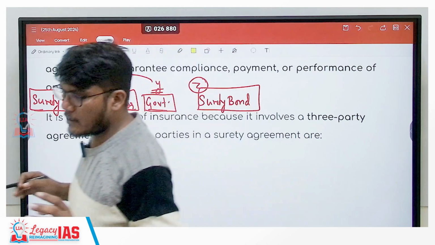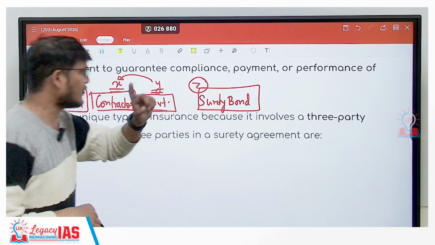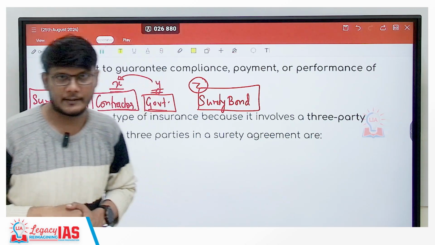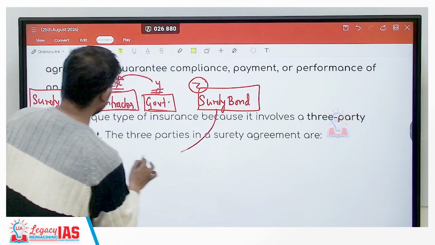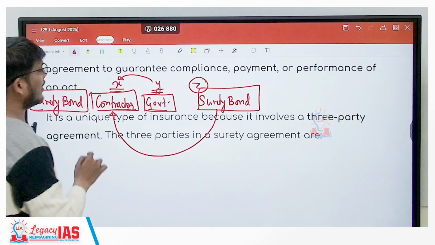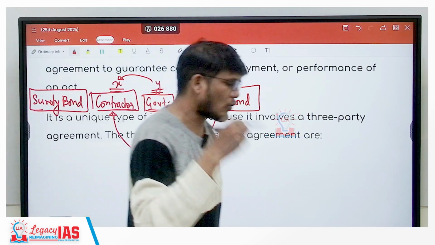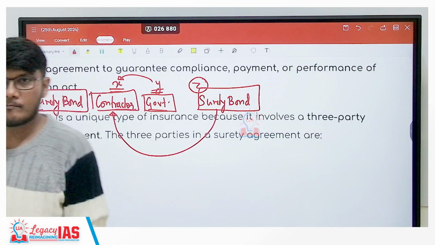So what is a surety bond? Surety bond is just a piece of paper which a financial institution is giving to the contractor, which the contractor then shows the government. So what is it actually? It is Z saying that, contractor to whom you have given the work, I am giving the surety that that contractor will carry out that work properly, right?